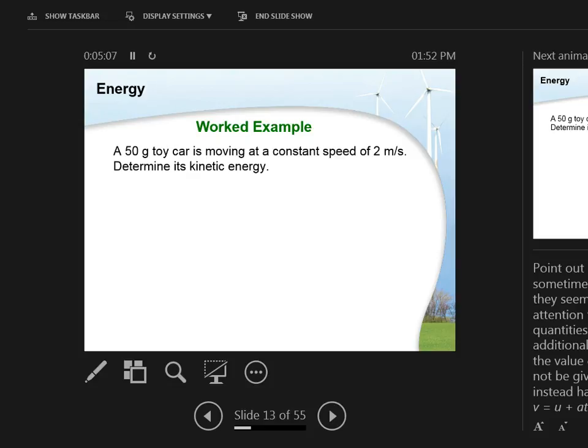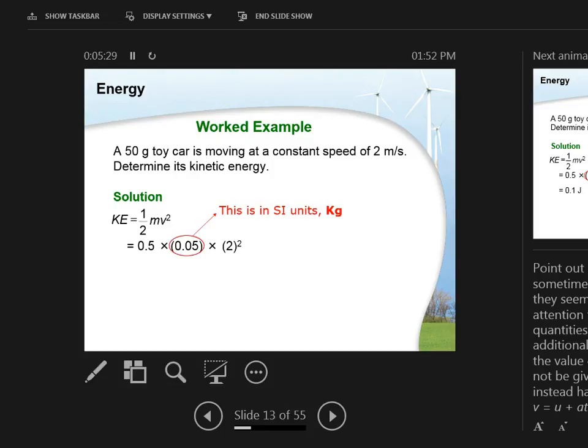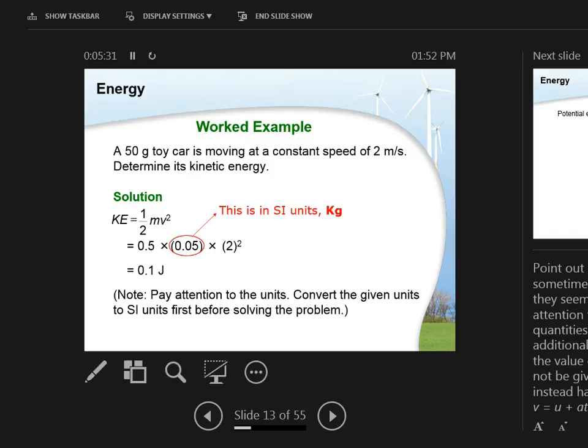You must write equations. I don't like to see just half mv squared. What is that supposed to be? You must write down an equation, something equals something. So from here, we substitute in half, which is 0.5, m, which is 0.05, because of 50 grams, we need to convert to kilograms, and 2, which is the speed. So you get 0.1 joules.